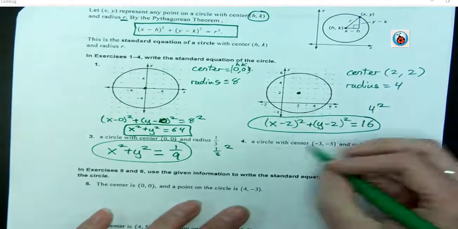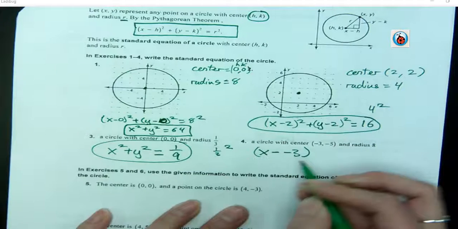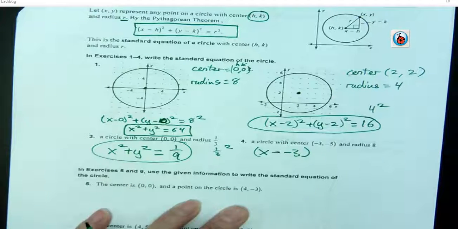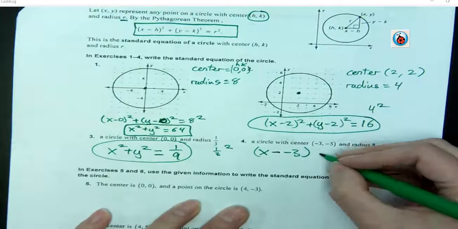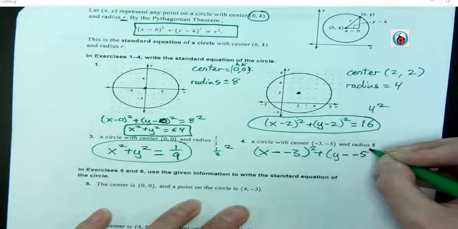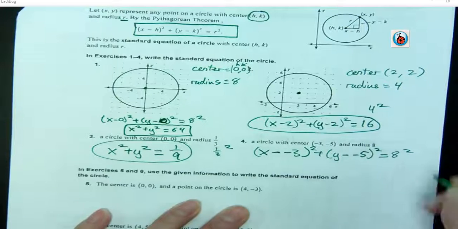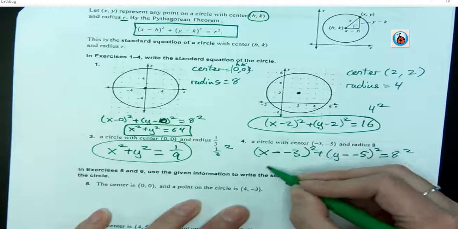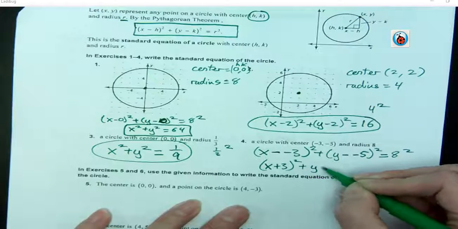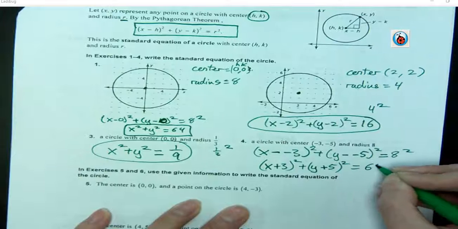Alright, another easy one, I just plug in my numbers. x minus negative 3. So do remember we have minus in the formula, in the equation, and a negative 3. Plus y minus negative 5 squared equals 8 squared. And I just simplify, 2 negatives makes a positive. So x plus 3 squared plus y plus 5 squared equals 64.